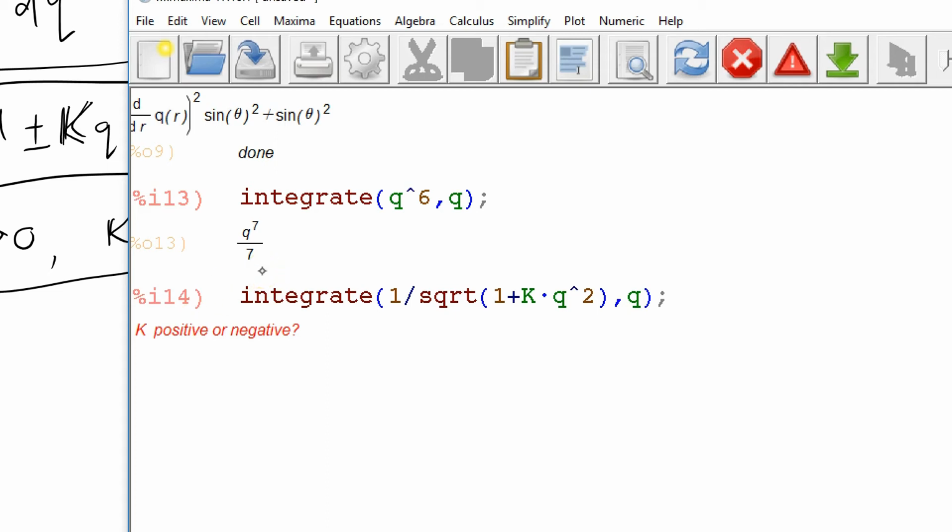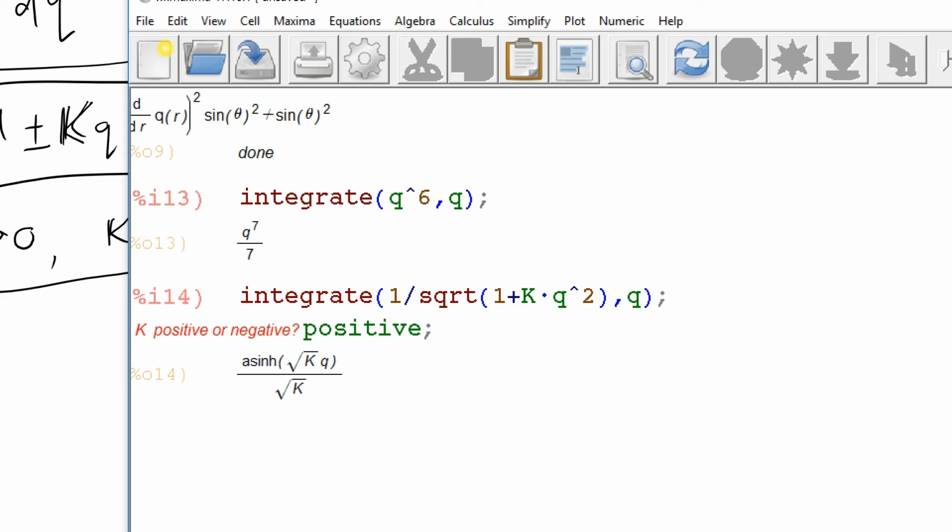This is one thing which I find simultaneously very frustrating and very powerful about Maxima. Mathematica doesn't do this. Mathematica just gives you a general answer, but Maxima, for whatever reason, gives you a question. Is k positive or negative? Well, let's try positive. There we go.